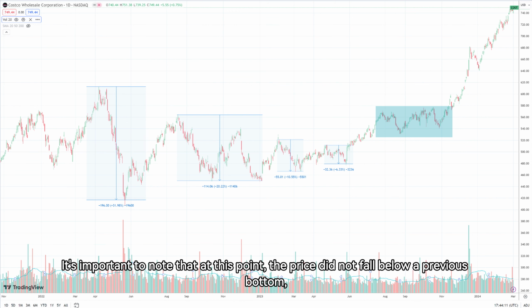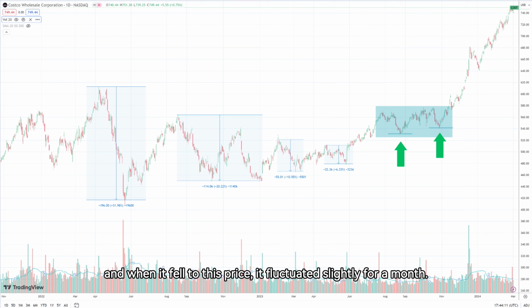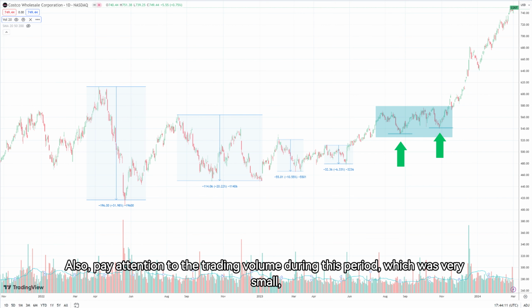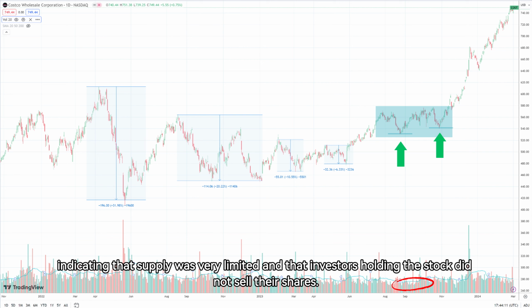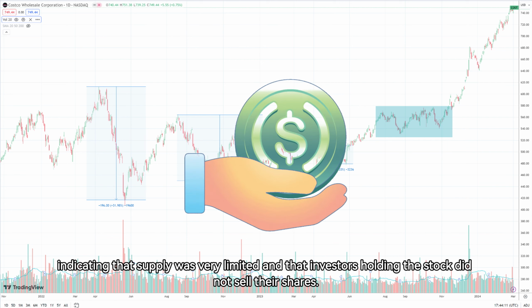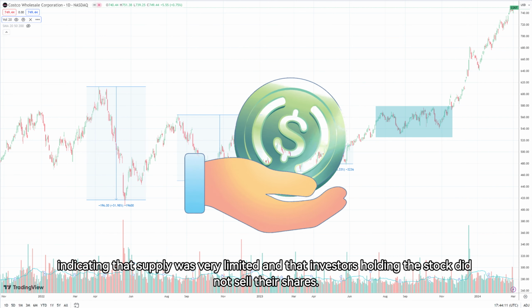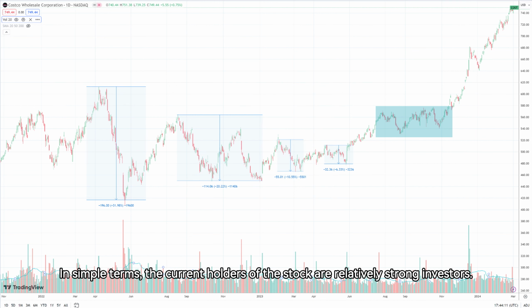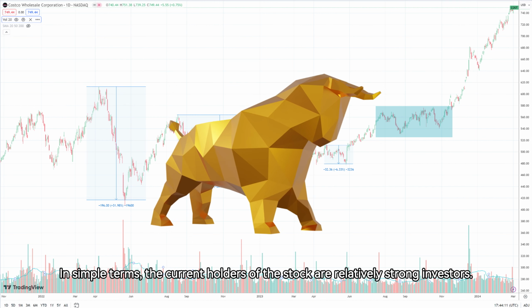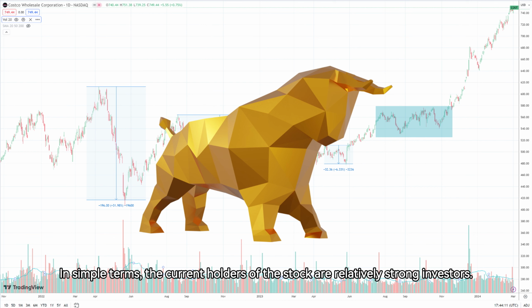It's important to note that at this point, the price did not fall below a previous bottom, and when it fell to this price, it fluctuated slightly for a month. Also, pay attention to the trading volume during this period, which was very small, indicating that supply was very limited, and that investors holding the stock did not sell their shares. In simple terms, the current holders of the stock are relatively strong investors.